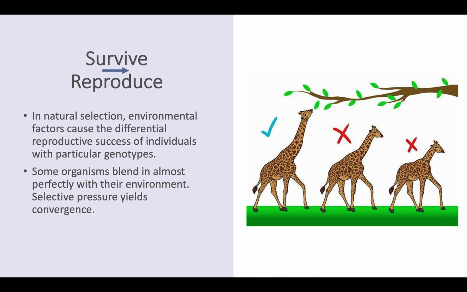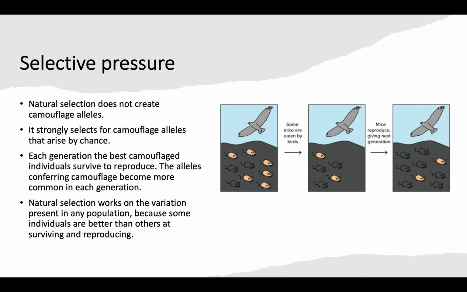So in this image, I show you a giraffe. Basically, we have a short version of the giraffe, sort of a medium-sized version, and then a tall version. And as you can see, the environment yields the tall version surviving to reproduce because they're able to actually consume the food that they need in order to survive. So this is surviving to reproduce, which is the most important part of natural selection and evolution as a whole.